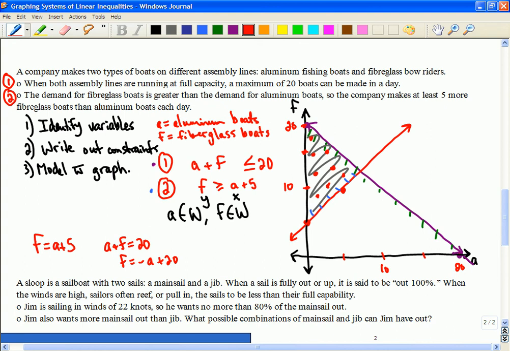Okay? So what that shows is every possible combination of aluminum and fiberglass boats that they could do. Now the reason that we're getting towards this kind of a thing is, as the owner of that boat manufacturing company, you might want to ask yourself, well, if I make $1,000 on every aluminum boat and $1,200 on every fiberglass boat, if that's all possible combinations of boats I can build in a day, which ones should I shoot for? Because some of them are going to produce more profit, and some of them are going to produce less.